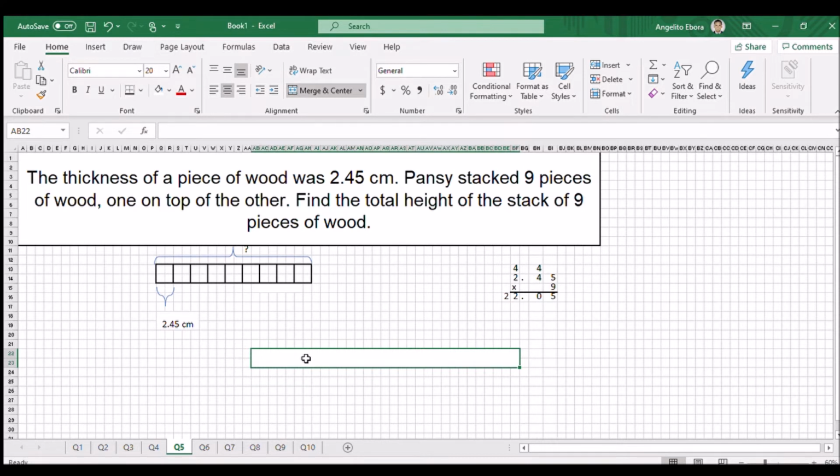You need to write the number sentence. Our number sentence here is 2.45 times 9 is equal to 22.05 centimeters. When you solve word problems, you need to show your model, your number sentence, and your working. Do you have the same answers? Very good. If you have the same answers, you're doing well.